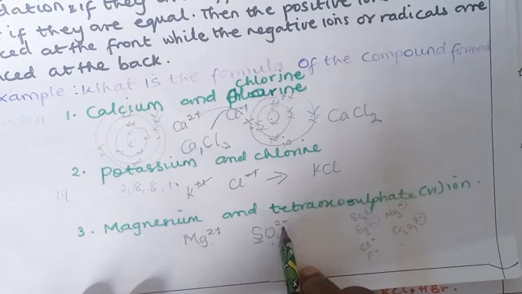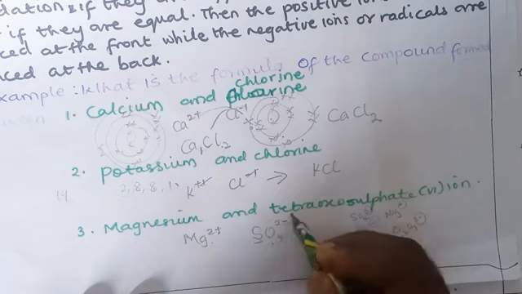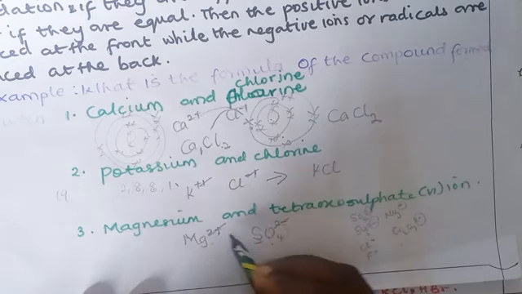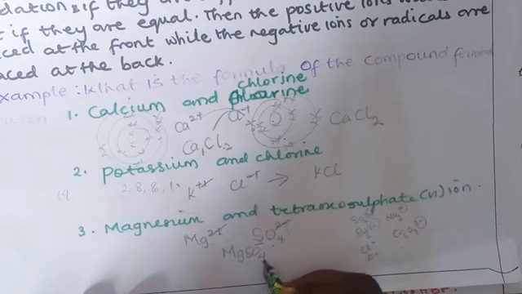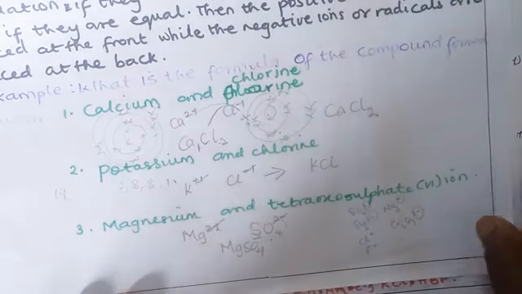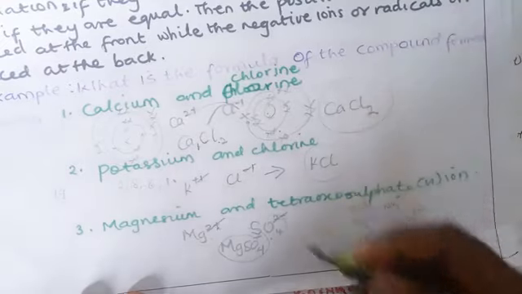So these radicals carry a charge of -2. Now, because the magnesium and the tetraoxosulfate ion carry equal charge, they cancel out, though the numbers are not the same. So we end up getting MgSO4. So if they carry the same charge, they cancel out. If they are different, they exchange their valence. And this is a compound being formed, a stable compound being formed.